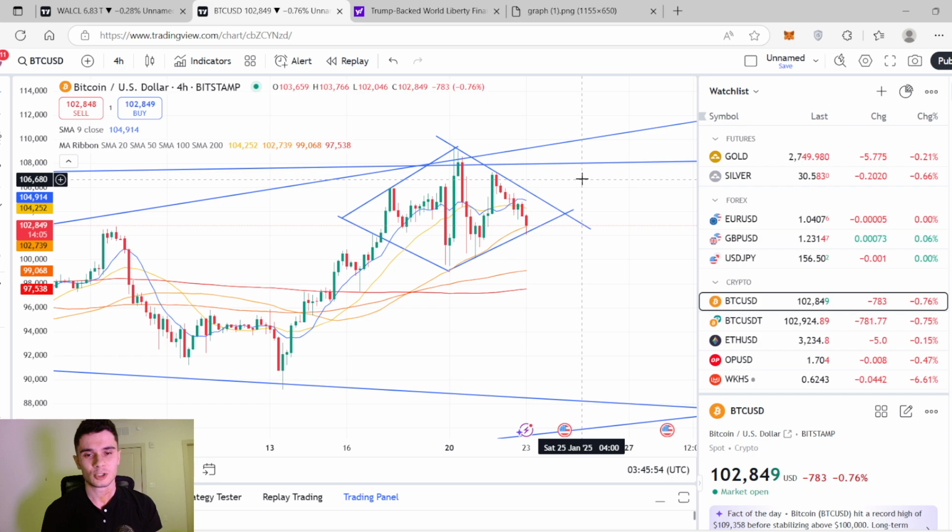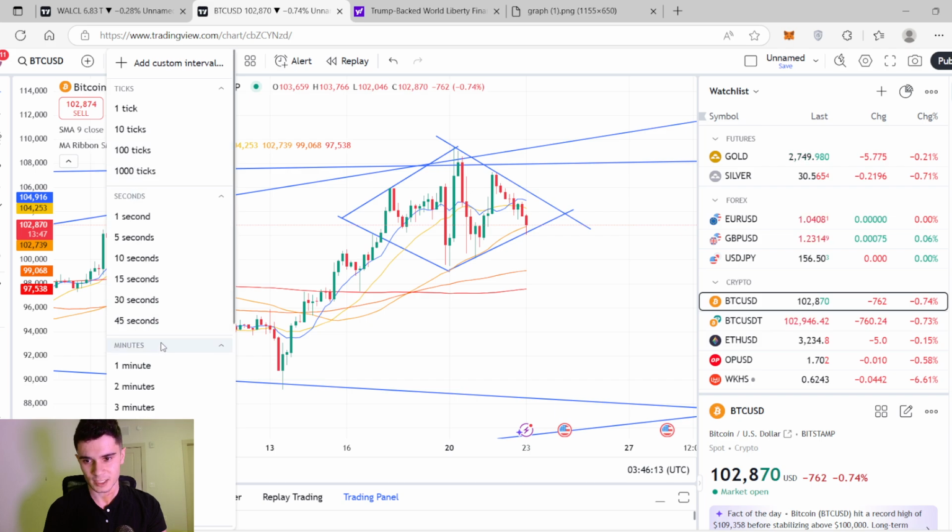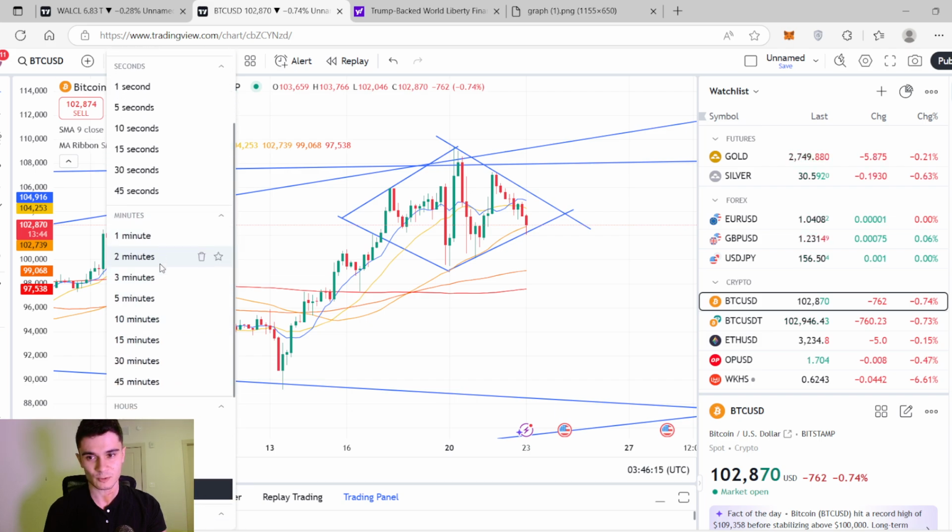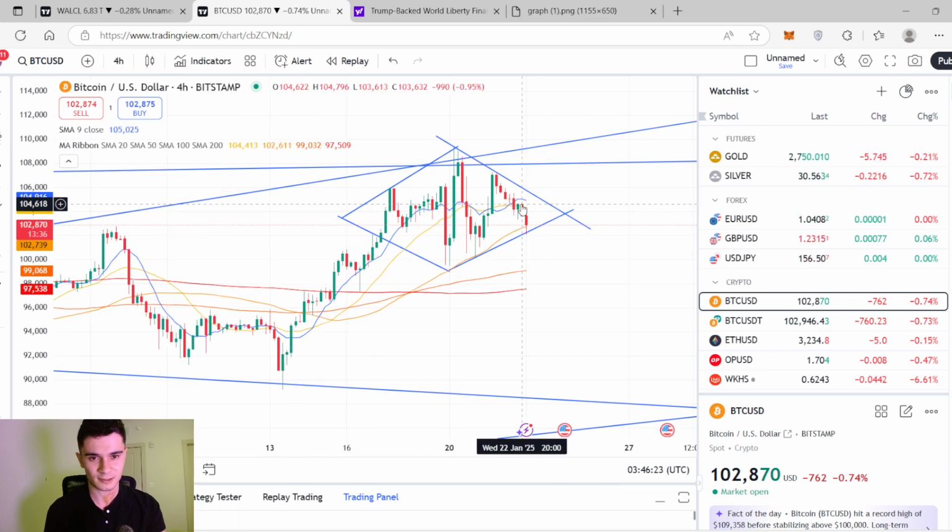You cannot look into a 4-hour chart and call out a macro top in the Bitcoin cycle. This is just crazy. Whenever you look at the chart, there are different ways to look at it. There's a 1-minute chart, 2-minute chart, 15-minute chart, whatever you can select. And basically, each little candle shows the price action for that certain period of time. So in this case, it's a 4-hour time frame.